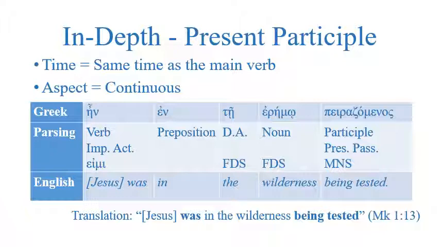And by its ending, because the present participle in the passive uses second declension endings, we know that it's masculine, nominative, and singular, and it describes the subject Jesus. Taken together, we get Jesus was in the wilderness being tested. Because was is a past tense verb, the action of being tested, our participle, also happens in the past. This is what we mean when we say that a present participle has the same time as the main verb.